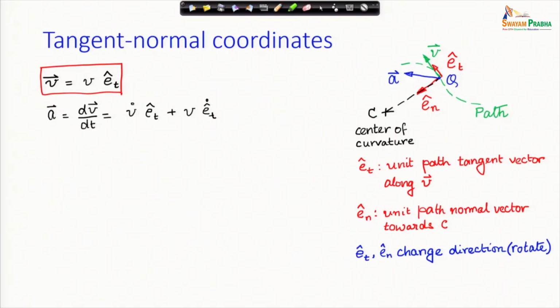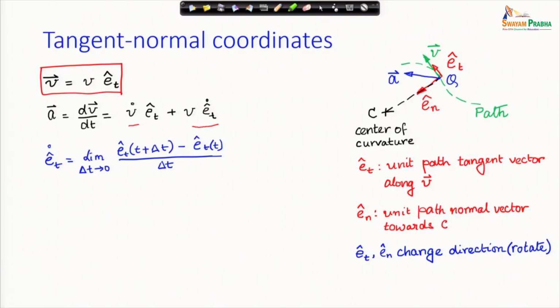How do you find out acceleration? You differentiate the velocity vector. Now, as I have mentioned, E t is changing as the particle moves. Therefore, when I differentiate the velocity vector, not only do I generate the time rate of change of the speed, but I also generate the time rate of change of this unit tangent vector, E t dot. This I had avoided in my Cartesian coordinates by fixing it with respect to distant stars, but here I cannot avoid it. So, I must find out at what rate E t is changing. So, let us do that.